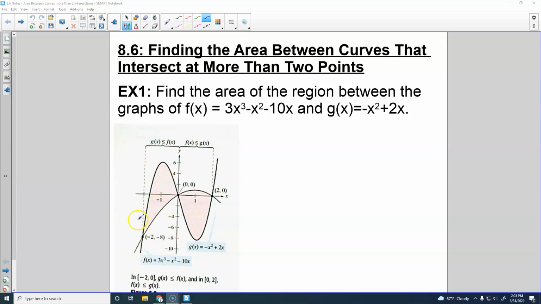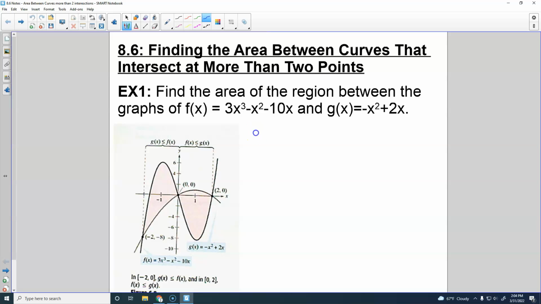Whenever we look at this first part of the graph, the cubic is the function on top, but the quadratic is on the bottom. Whereas over here, the quadratic is the top function and the cubic is the bottom function. So it's fairly simple what you're going to have to do. You need to find those intersection points, which thankfully we don't have to do much of here because it's given to us. And then you just treat it like two separate problems. It's going to take a little more work, but we can do it.